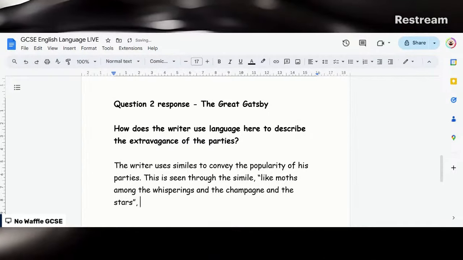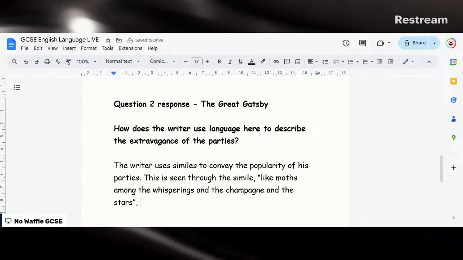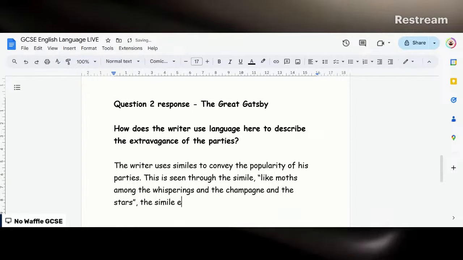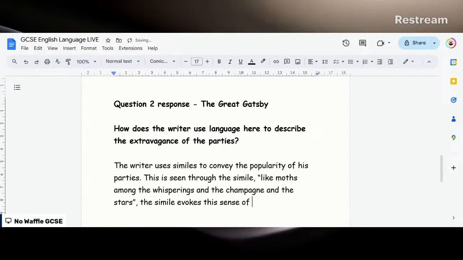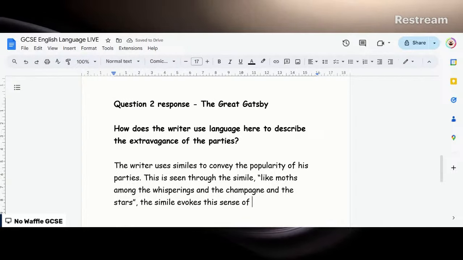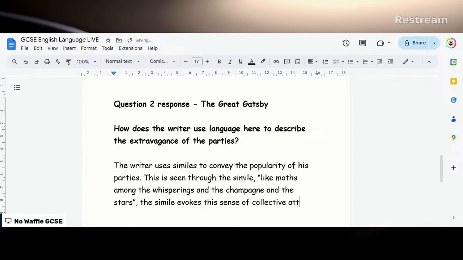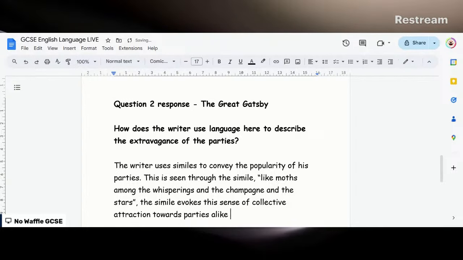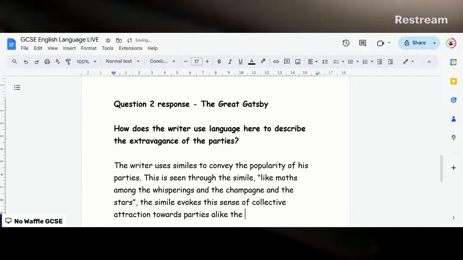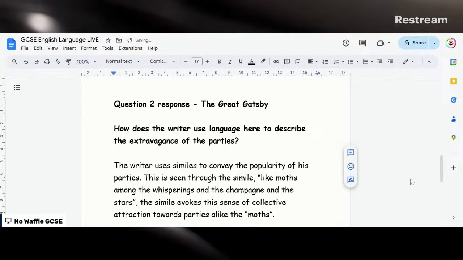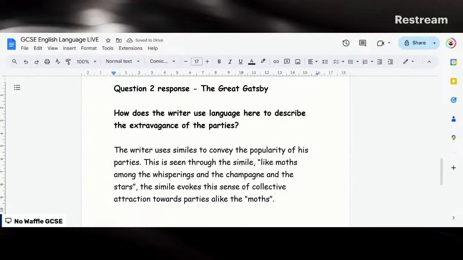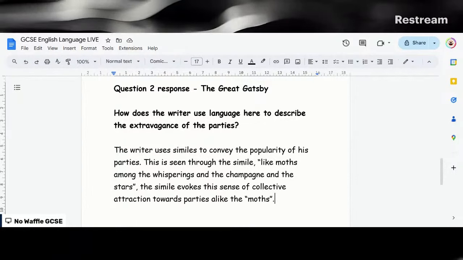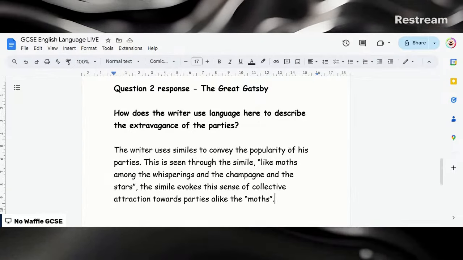Now, what is a direct effect of the simile? Well, you can say the simile evokes this sense of collective attraction towards parties alike the insects, like the moths. So talking about how moths gather together towards light, they're creating a direct parallel with the amount of how attractive it is. Now you want to then use words like furthermore.